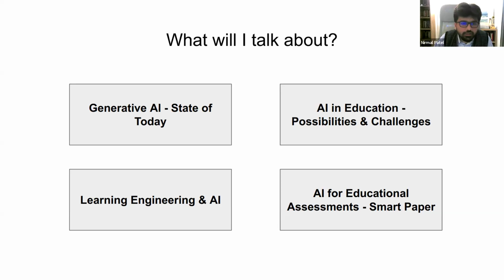Hopefully, it's not too many slides. But I want to talk about generative AI, what's going on today, right now, and then what's possible with AI in education today. What are the challenges that I see as a person who also looks at some of the research, and then I'll share what I've been working on in learning engineering and using experimentation to improve edtech efficacy. And then lastly, I'll share about Smart Paper and its impact in India.